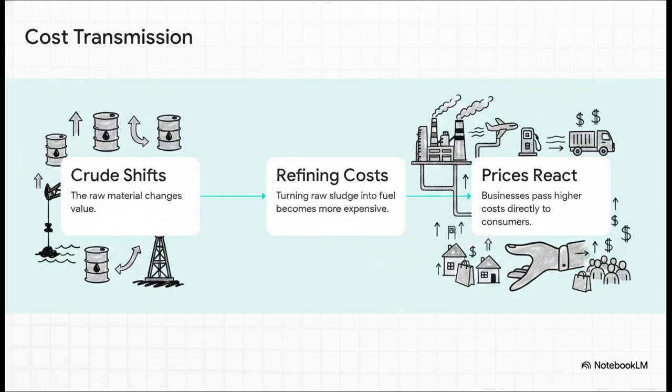So the really crucial takeaway here is this rapid, three-step linear progression that shows exactly how a price hike at the barrel level reaches your wallet. Step 1, crude price shifts. The raw material changes value. Step 2, refining costs change. Turning that raw, unrefined sludge into usable diesel, gasoline, and aviation fuel instantly becomes more expensive, which puts a massive squeeze on the refineries. And step 3, consumer prices react. The businesses paying those higher fuel costs, well, they can't simply absorb the losses, right? They pass those costs directly onto you and me. It's a highly efficient and completely unavoidable transmission of cost.